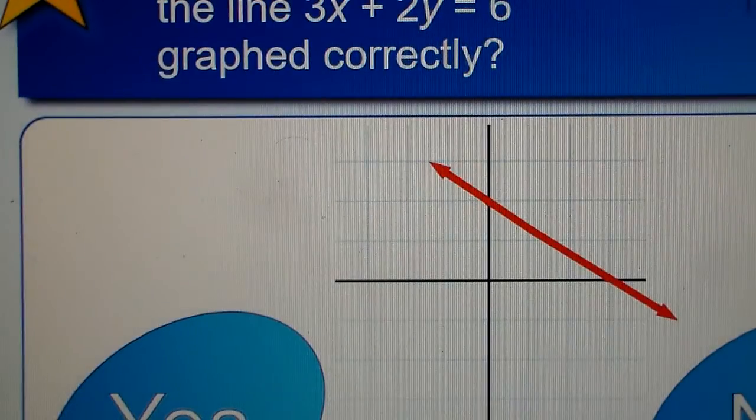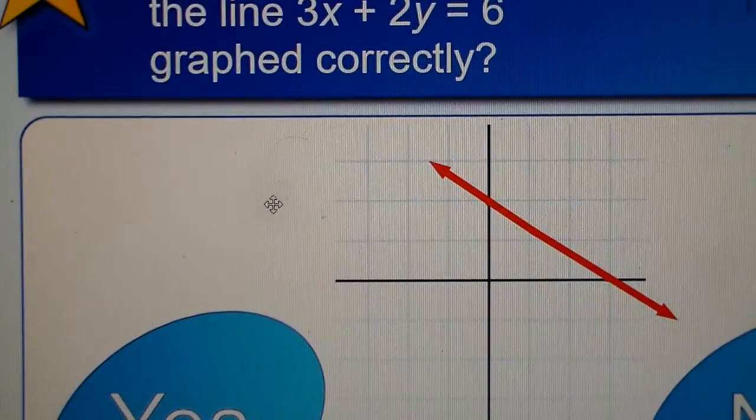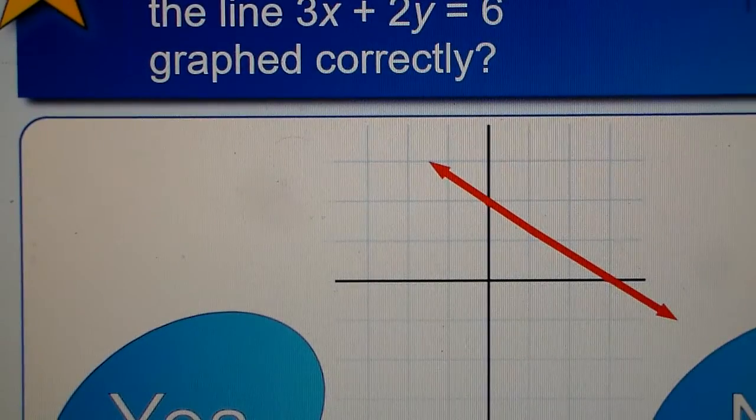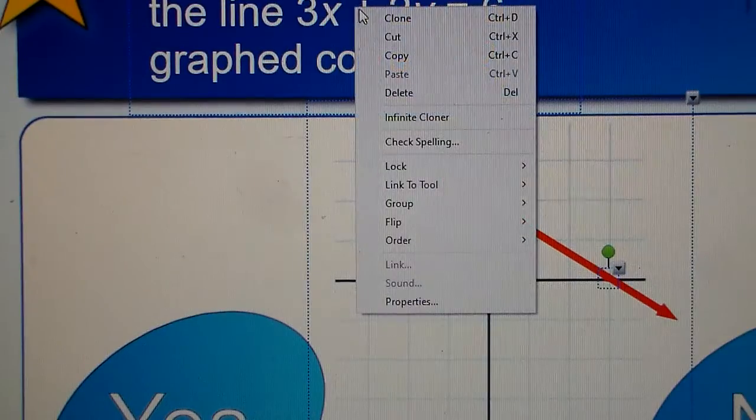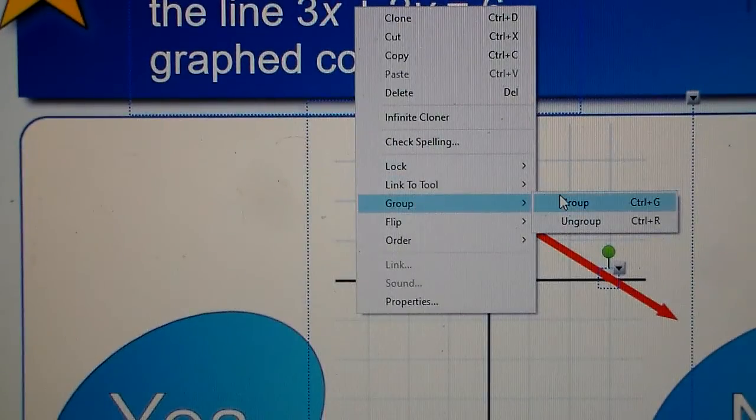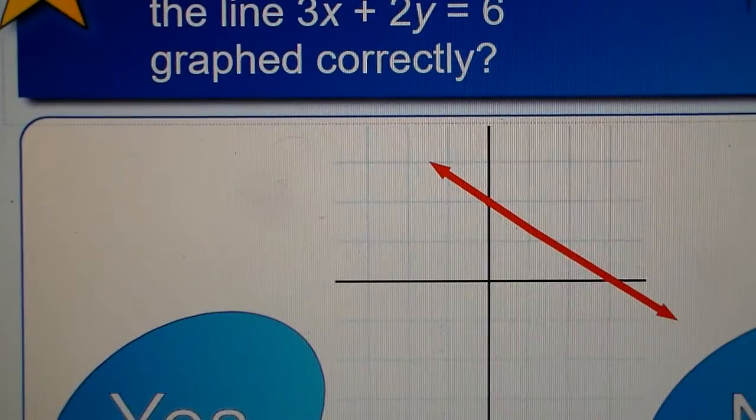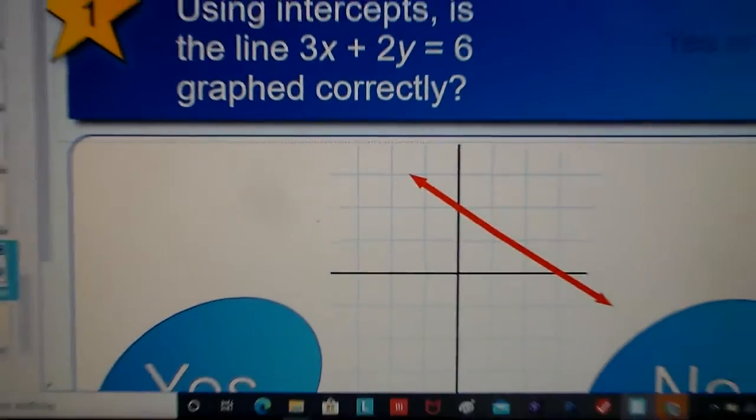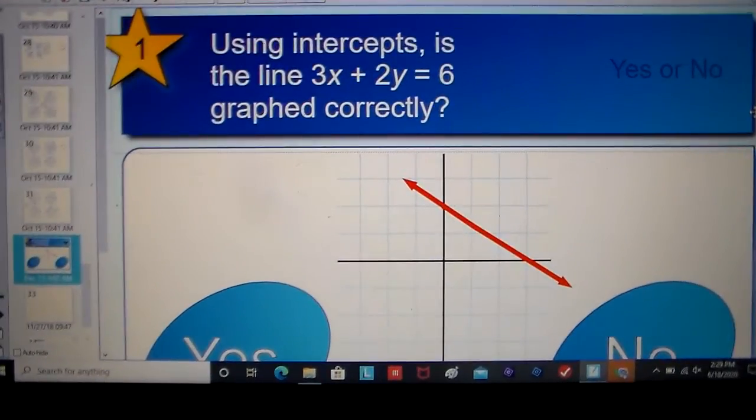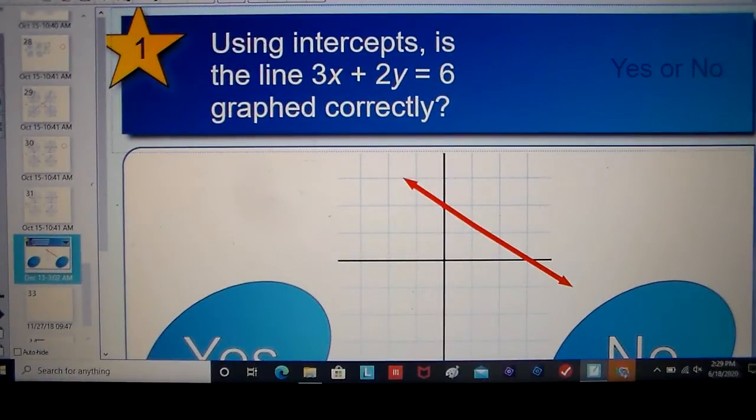They could also ask you, yes or no, are the x and y intercepts used correctly? Similar to what you see. Let's just zoom out. What you see here, that's what it's going to look like. Yes or no, did they graph this correctly?